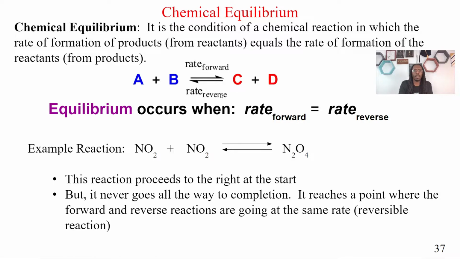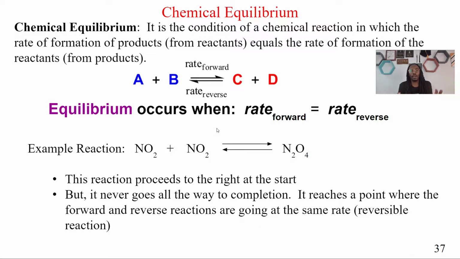So in reality, we actually are going to have both of these reactions taking place at the same time. So we're going to have a rate going forward, making our products, but we also have that rate in reverse, so we're back reacting, making those reactants.